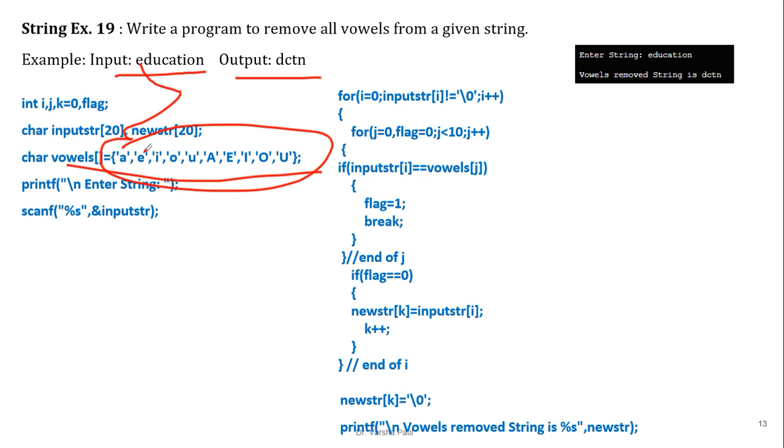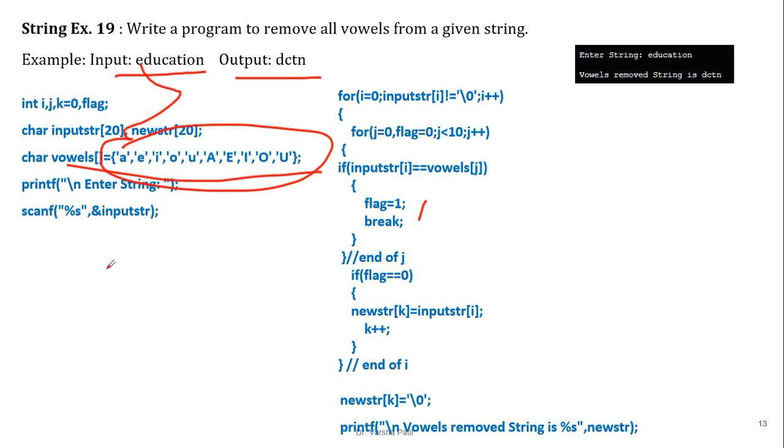It is present. So if it is present in the vowels, I don't want to take that character. So I will do what? Flag equal to 1, and I break, because it is present in the vowels. And if flag equal to 0, it means it is not present in the vowels, at that time I copy it. For example, for E we are not copying, for D it will not match with the vowels, we will come out of the loop. At that time our flag is 0.